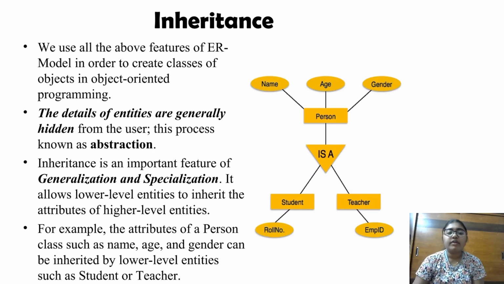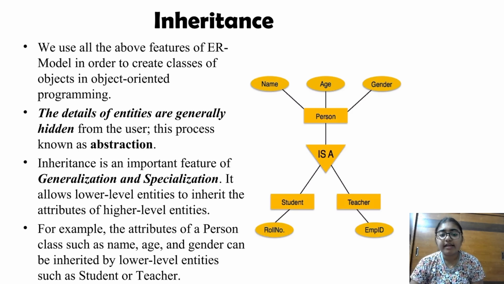Inheritance. We use all the above features of ER model in order to create classes of objects in object-oriented programming. The details of entities are generally hidden from the user. This process is known as abstraction.